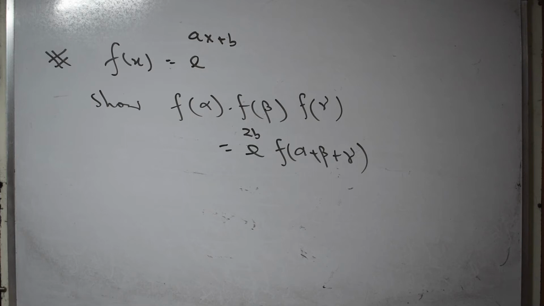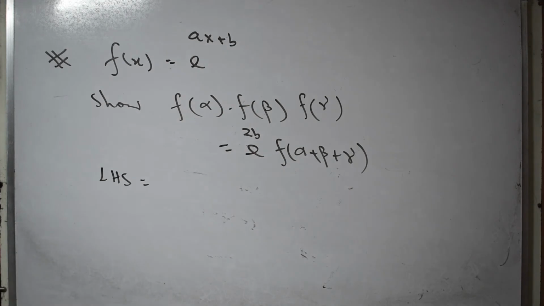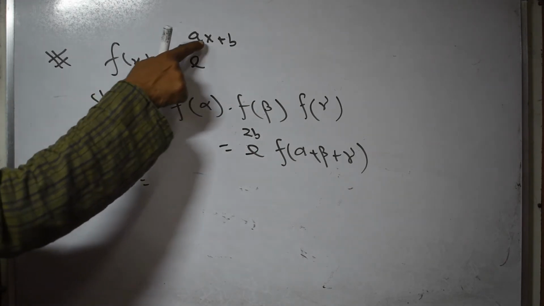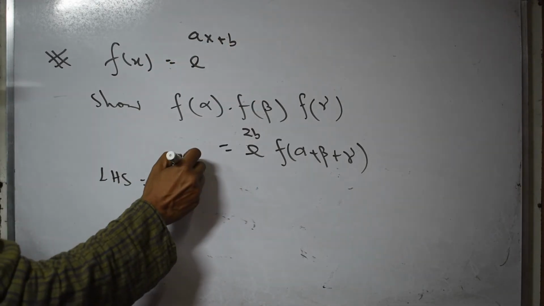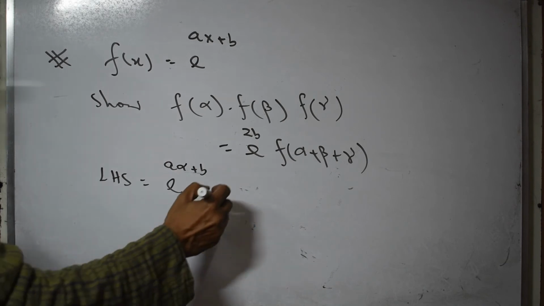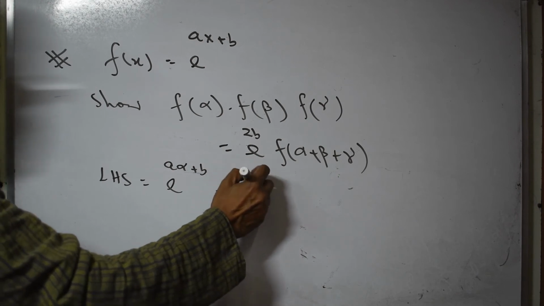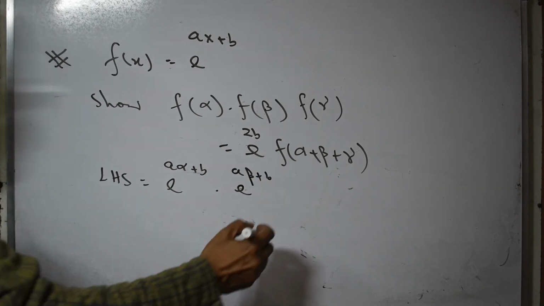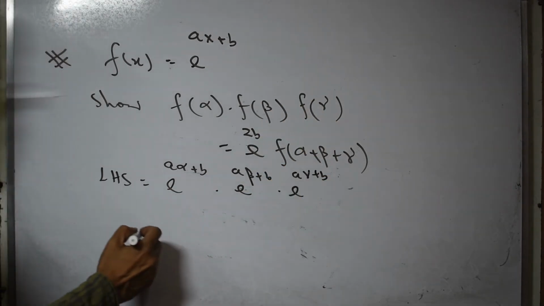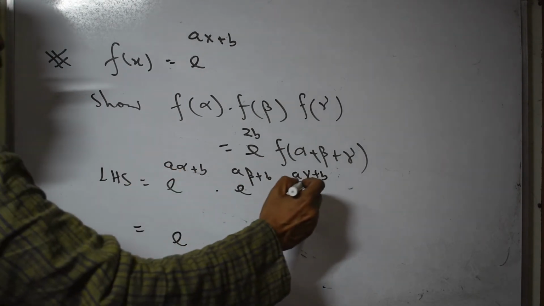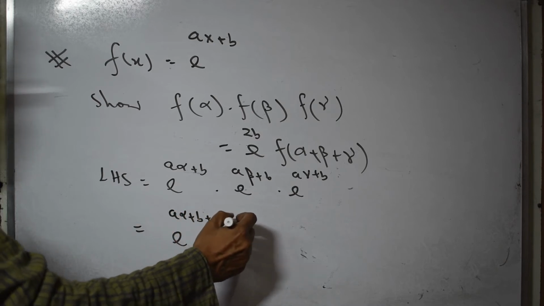What we'll do, we'll first find the left hand side. What is f of alpha? We know function of x is e to the power ax plus b. So we can write e to the power a alpha plus b. Now f of beta is e to the power a beta plus b. And now the third one, e to the power a gamma plus b. So when we are multiplying, e is the base, so all these powers will be added.